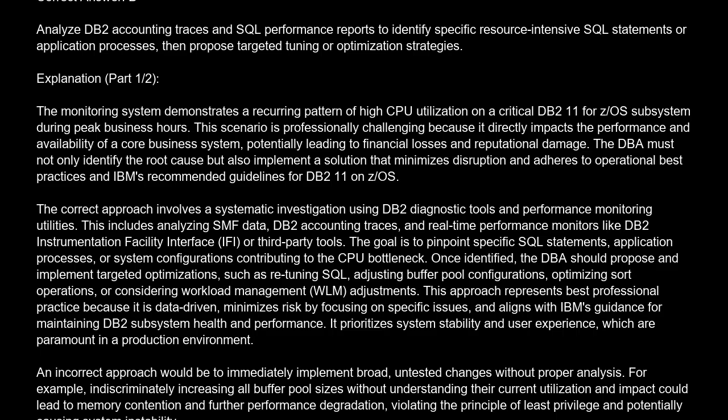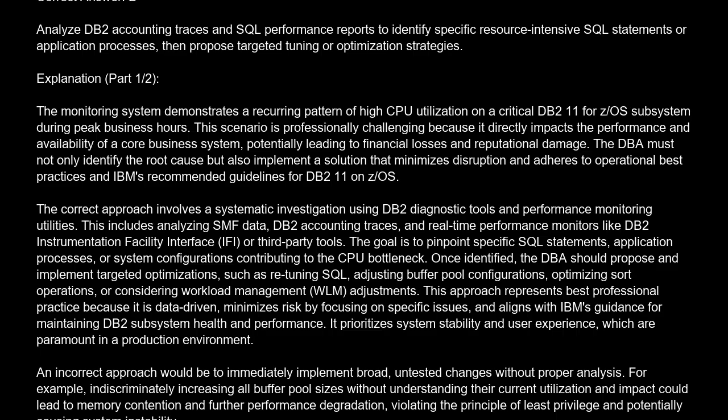The correct approach involves a systematic investigation using DB2 diagnostic tools and performance monitoring utilities. This includes analyzing SMF data, DB2 accounting traces, and real-time performance monitors like the DB2 Instrumentation Facility Interface, IFI, or third-party tools. The goal is to pinpoint specific SQL statements, application processes, or system configurations contributing to the CPU bottleneck. Once identified, the DBA should propose and implement targeted optimizations, such as retuning SQL, adjusting buffer pool configurations, optimizing sort operations, or considering workload management, WLM adjustments.